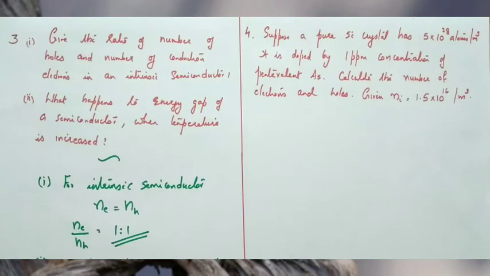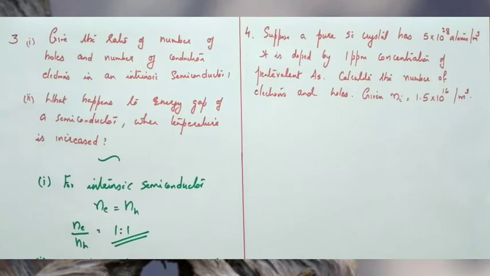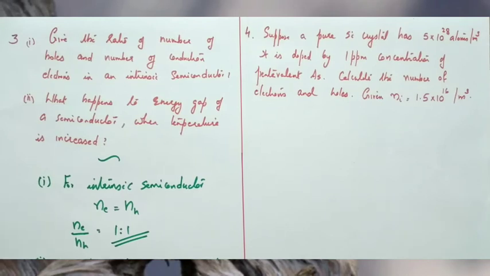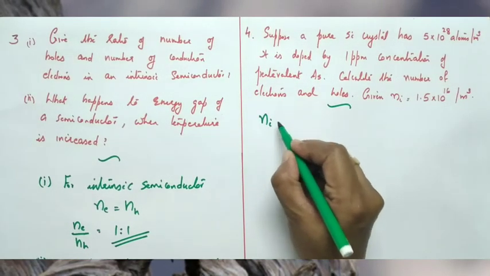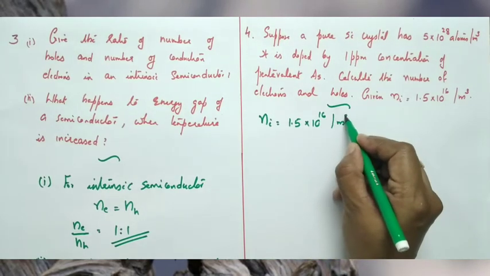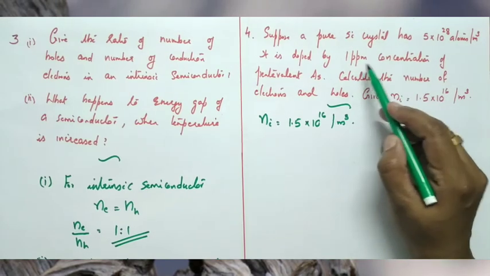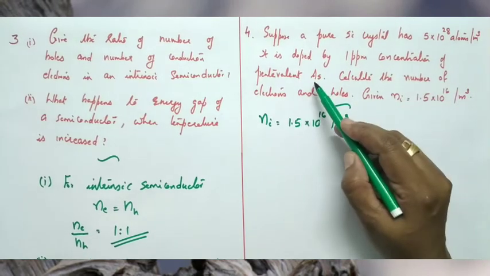Suppose a pure silicon has 5 × 10^28 atoms per meter cube. It is doped by 1 ppm concentration of pentavalent arsenic. Calculate the number of electrons and holes. Given Ni equal to 1.5 × 10^16 per meter cube. So, here what are given? Ni, intrinsic carrier concentration, is 1.5 × 10^16 per meter cube. This pure semiconductor is doped by 1 ppm. ppm means parts per million concentration of pentavalent arsenic.